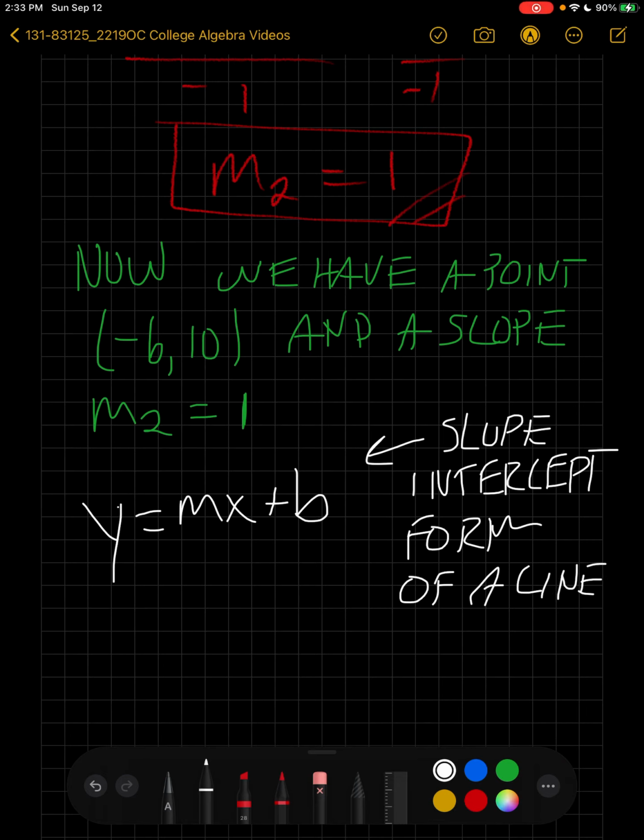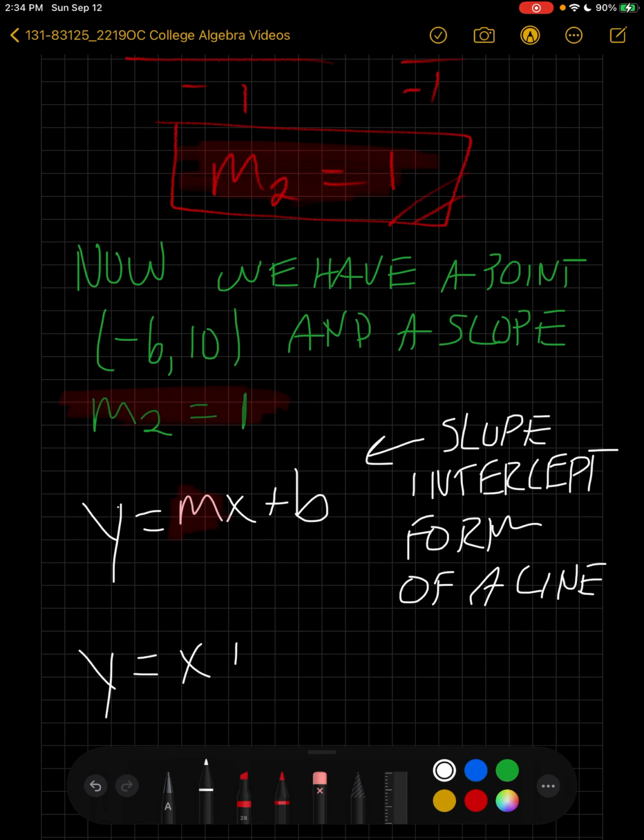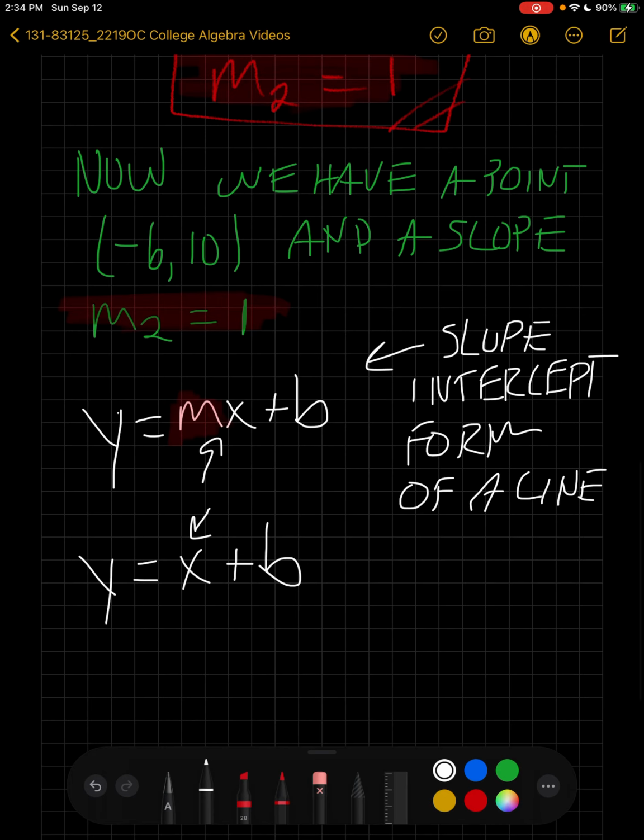We already have our slope solved for. Our slope is 1. So we know to fill in our slope there with a 1. So now y is equal to x plus b, because 1 times x is just equal to x. But we still need to know what is this b value all about? What is that, and how can we find it?